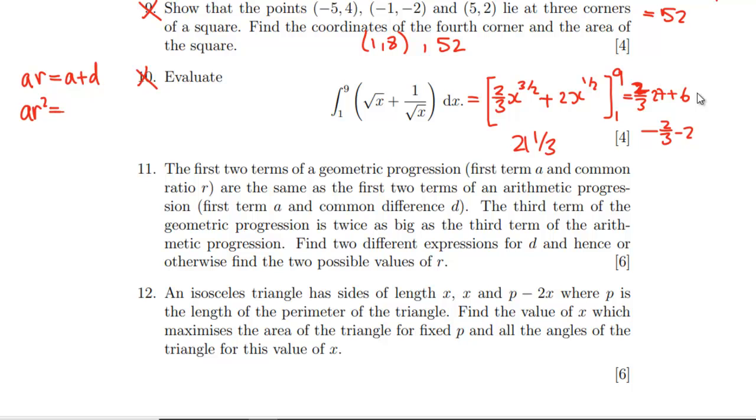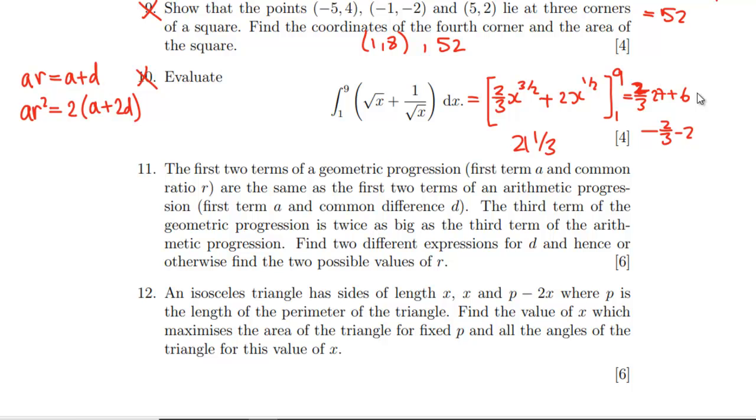And then the same for the next one. So we multiply by R again. What did it say? The third term of the geometric progression is twice as big as the third term of the arithmetic progression. So 2 lots of A plus 2D. Right, so that's fine. Find different expressions for D and hence or otherwise find 2 possible values of R.